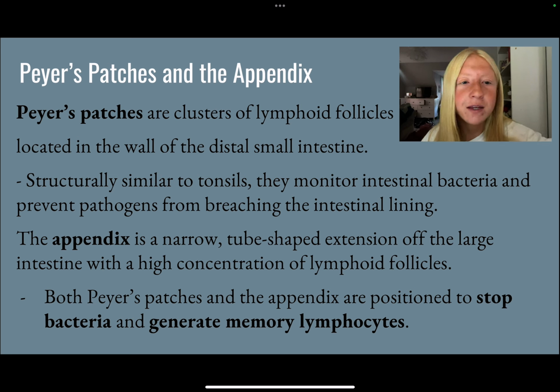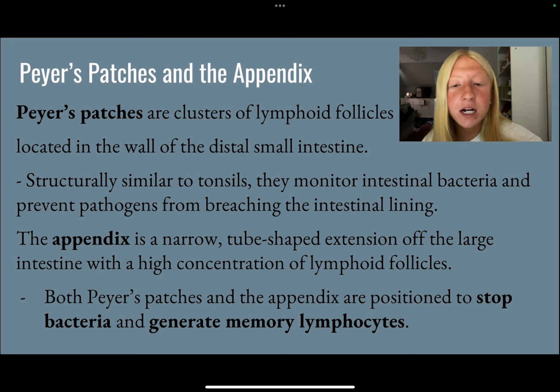Peyer's patches and the appendix. Peyer's patches are clusters of lymphoid follicles, and they are located in the wall of the distal small intestine. They are structurally similar to tonsils, but they monitor intestinal bacteria and prevent pathogens from breaching the intestinal lining.